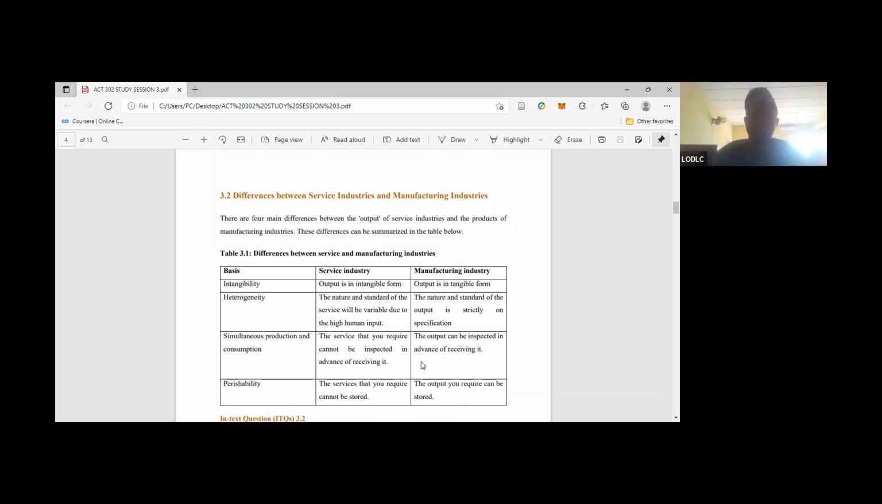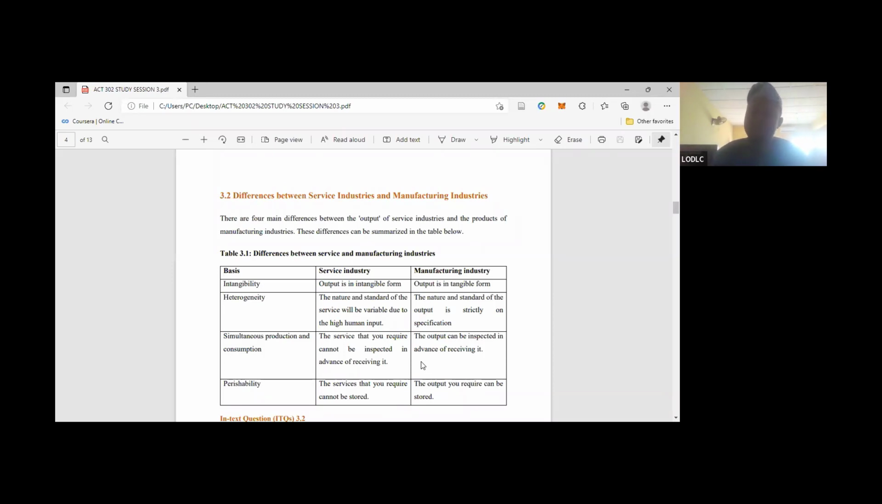Do you understand? So now, let's talk about the differences between the service industry and the manufacturing industry, using some bases. One of the bases we first talk about is intangibility. So the intangibility in the service industry is what? The output is intangible. That is, we cannot see it. We cannot touch it. Look at the services I'm rendering now. You can only feel it. You cannot see it. You cannot touch it.